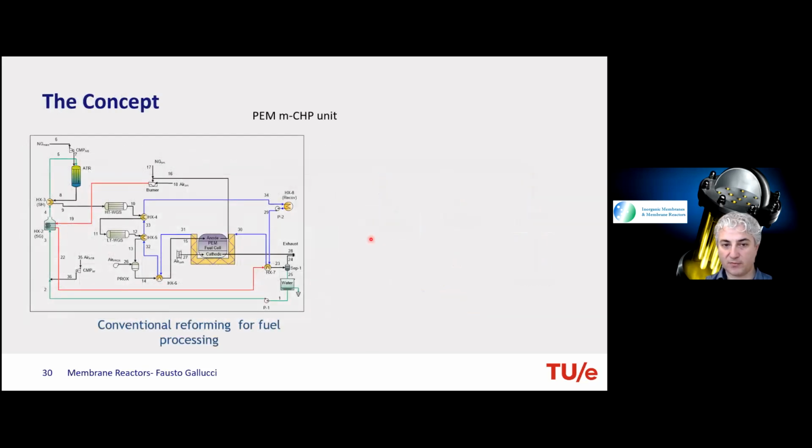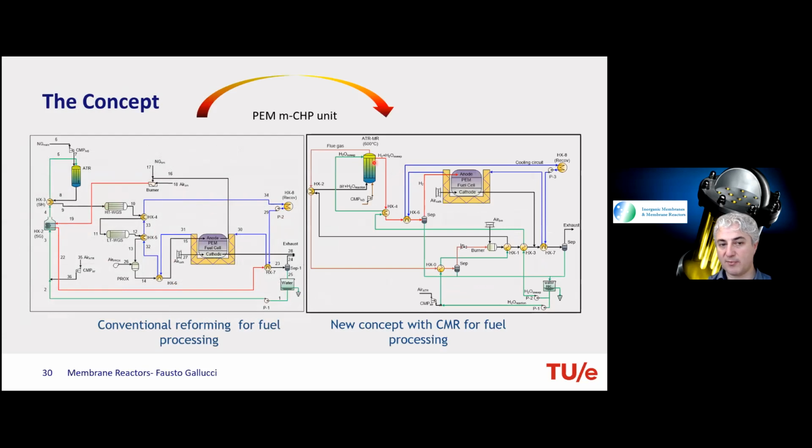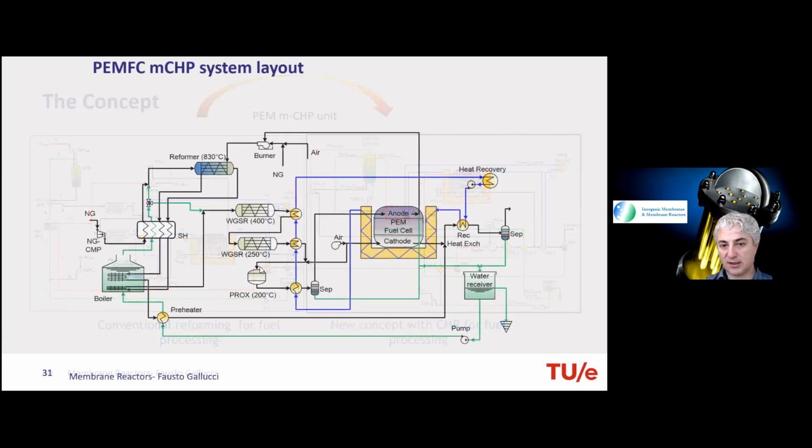And just to show you how the system changes, this is a conventional system that is on the market. And if you use a membrane reactor, of course, the fuel cell should be there, the heat recovery should be there, but you can change quite a lot the initial part where you have the reforming, and you can get rid of a few systems here, water gas shift and purification in particular.